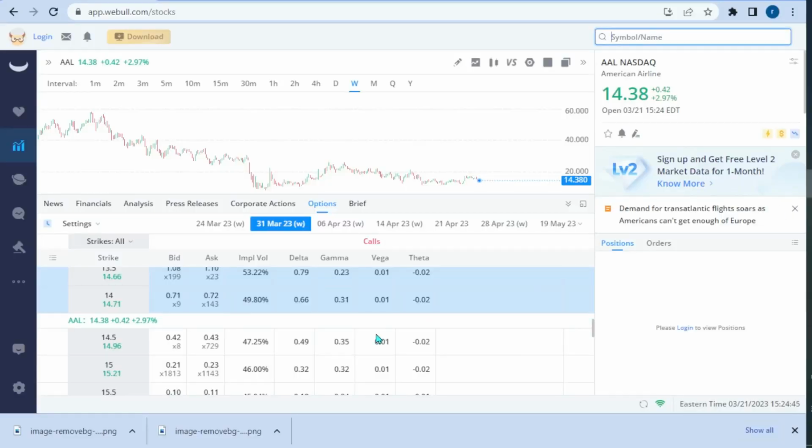Just understand that, let's say American Airlines all of a sudden came out with a big piece of news and the stock just plummets $1 to like $13.38. Let's say they come out with another news piece right after and say, oh, never mind, we didn't mean that. And then the stock price jumps right back to $14.38.